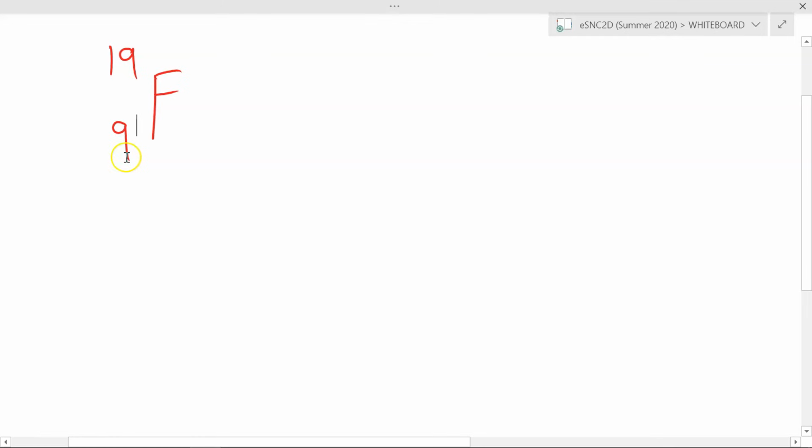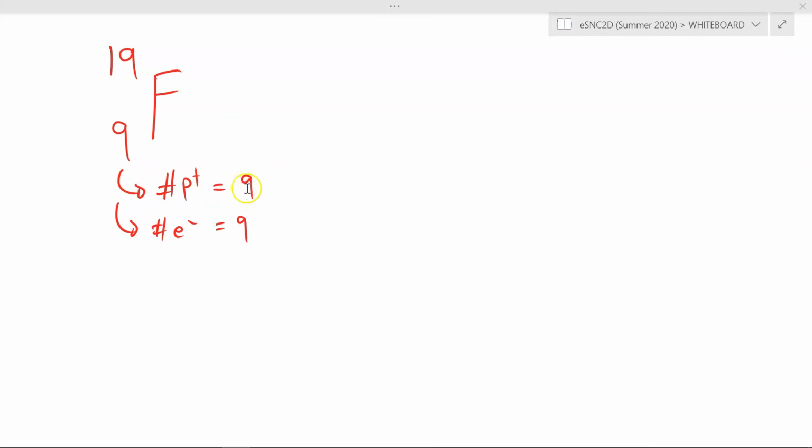Alright, so the atomic number again tells us the number of protons, as well as the number of electrons in a neutral atom of fluorine. So it has 9 protons and 9 electrons.